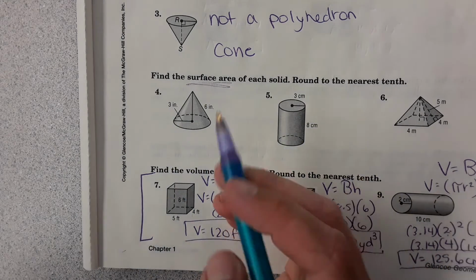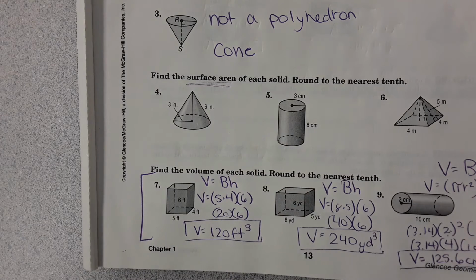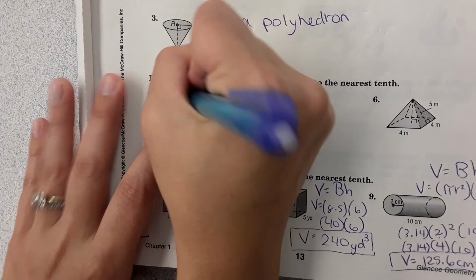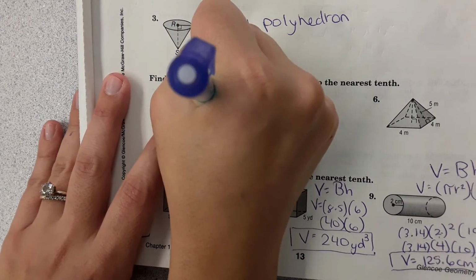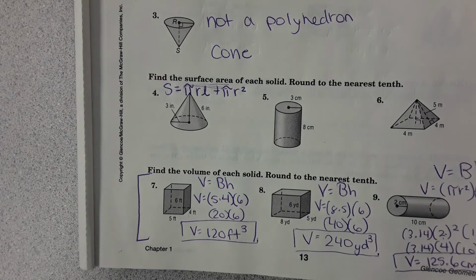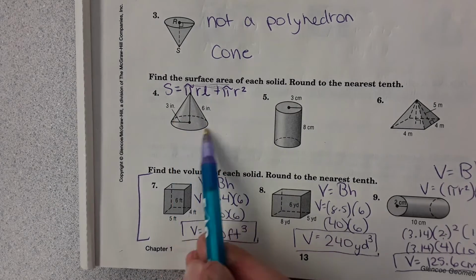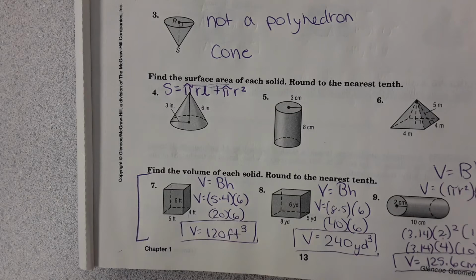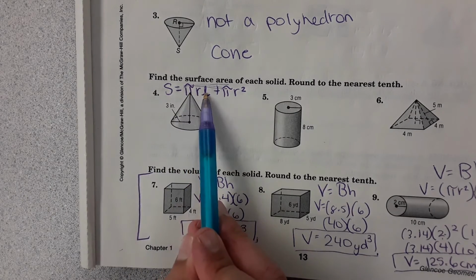For a cone, we're going to use the equation that we wrote down, which was surface area equals pi RL plus pi r squared. So if you look at how this is broken up, pi r squared is the area of the circle, and then pi RL is that lateral surface area. So if they were just asking for lateral surface area, you could just do this part.